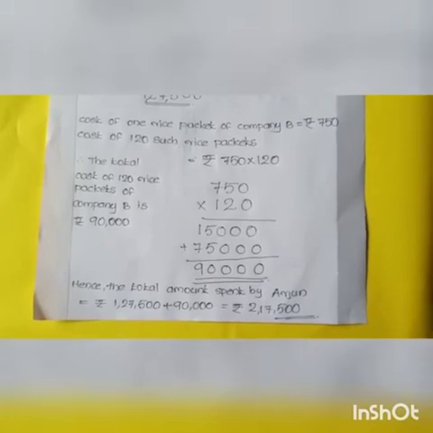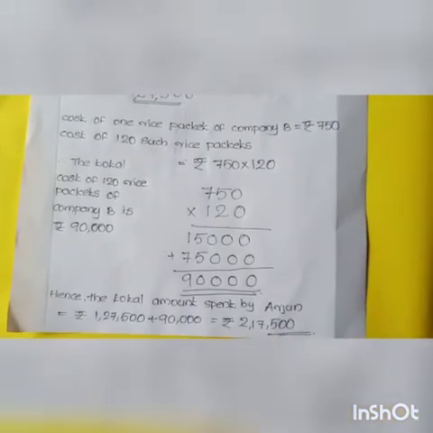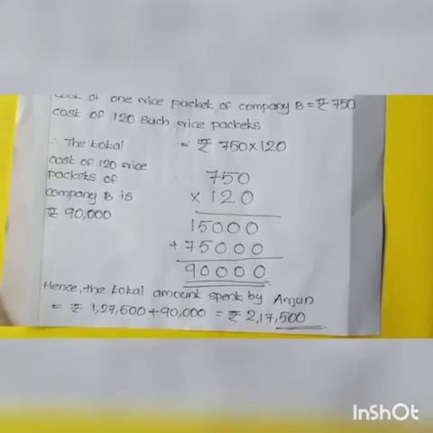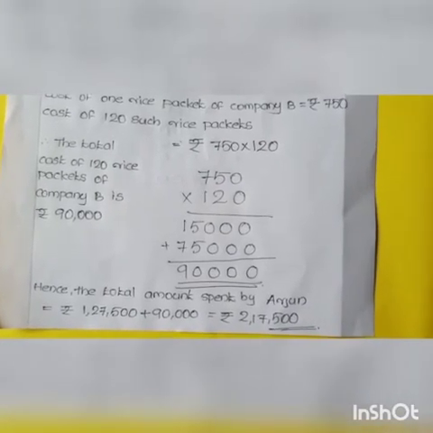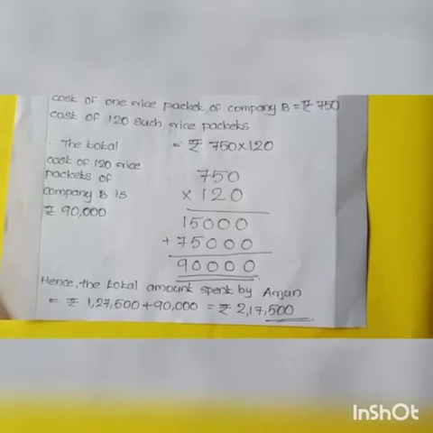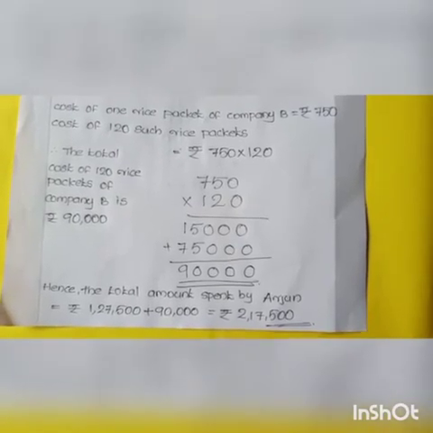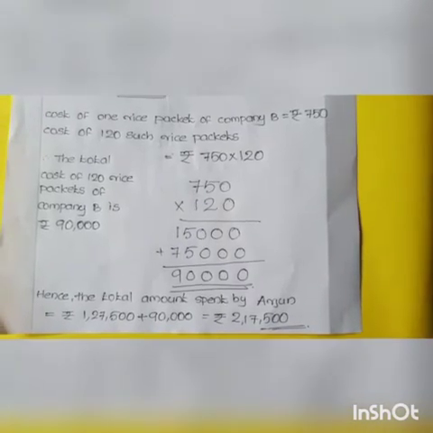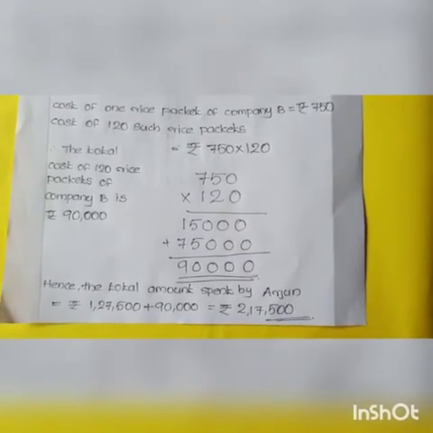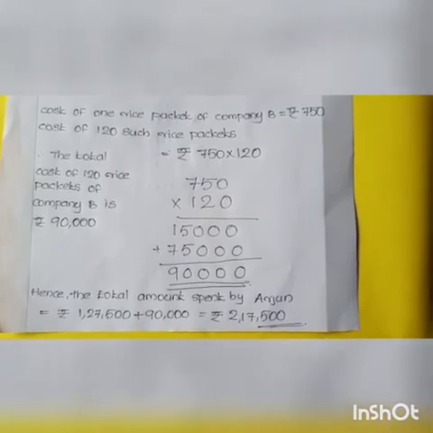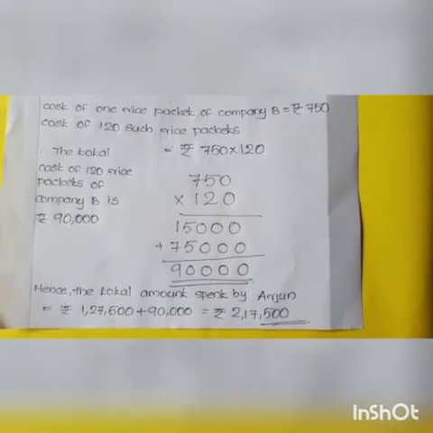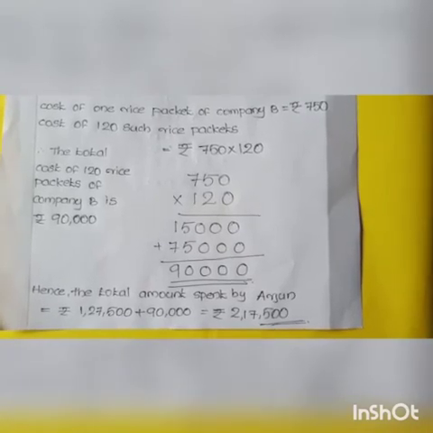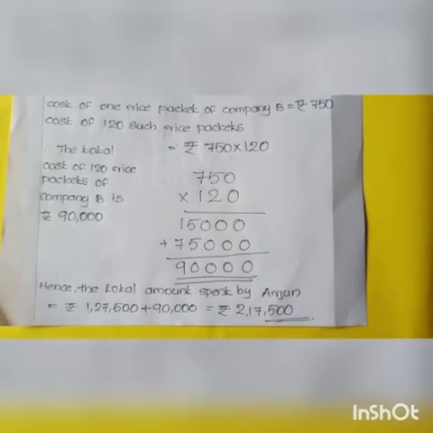We multiply 715 into 0. The answer is 0. Next 715 into 20. The answer is 15,000. Next, lastly we multiply 715 into 100. The answer is 75,000. So we add these products and the answer is 90,000. Therefore, the total cost of 120 rice packets of company B is rupees 90,000.